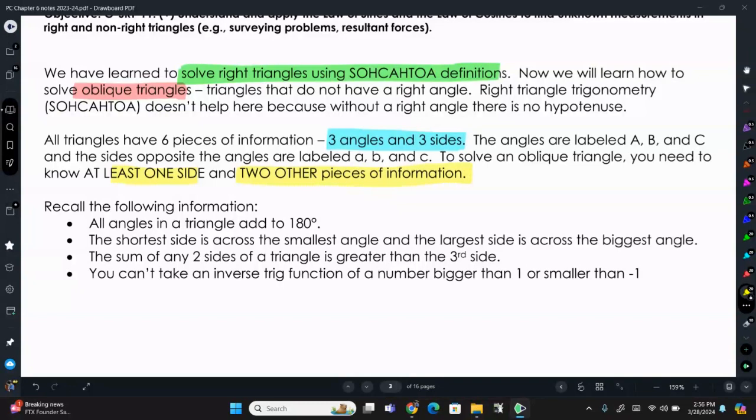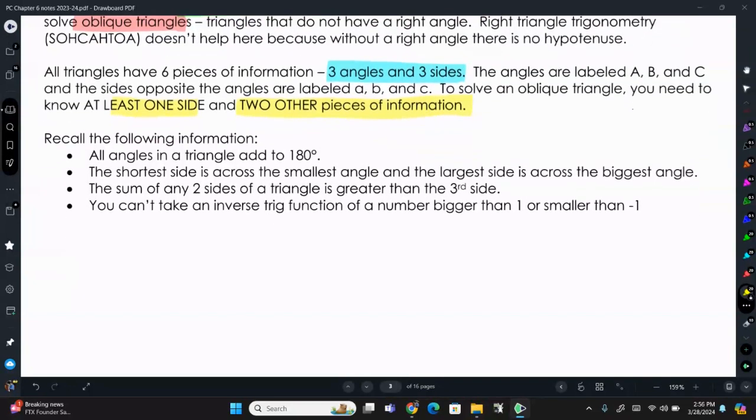Now, through today's and tomorrow's information, there's a couple things that we need to recall. First is that all angles in a triangle add to 180. I think we know that. The second piece of information is something that maybe you didn't talk a lot about in geometry, is that the shortest side or the smallest side is across from the smallest angle or opposite, and that the largest side is across from the biggest angle or opposite from the biggest angle. So essentially what that means is that your biggest side does not touch the biggest angle, and the shortest side does not touch the smallest angle.